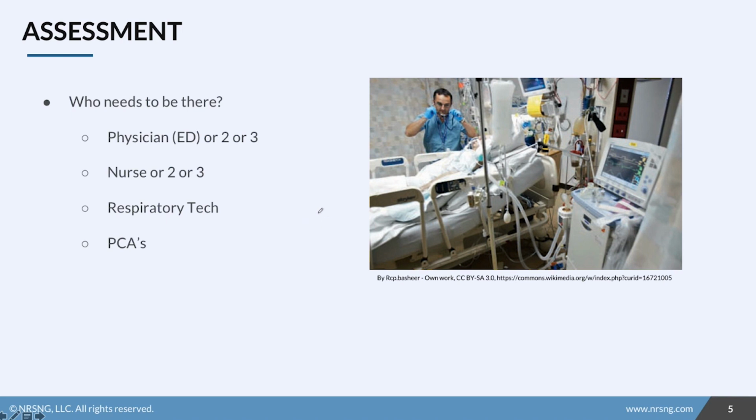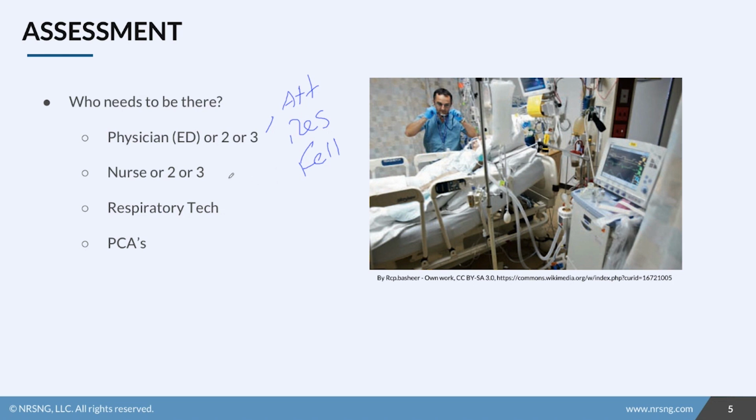As with any procedure in the ED, you need people, right? Not too many, mind you, but enough to get the job done. You're going to need an ED doc, and that really can be the attending, resident, fellow. It really doesn't matter. You just need a doc there. In many of the facilities I've worked in, the doc is actually the one passing the tube.